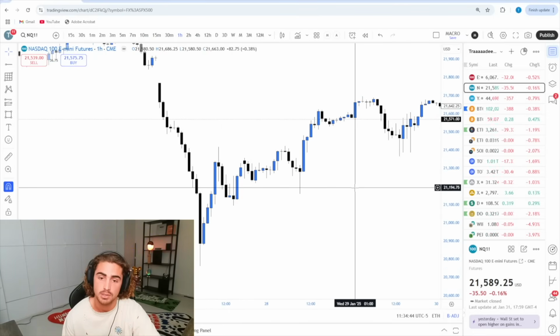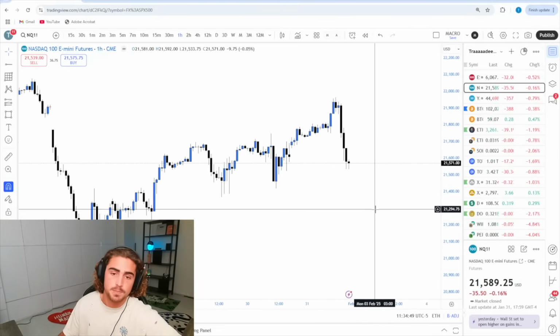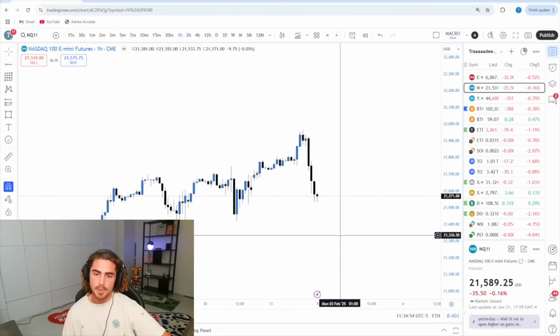an imbalance, all right? So now that we identified how to identify fair value gaps, it's pretty simple. We talked about how we can identify these. Let's talk about when we can use these and when they are best used.